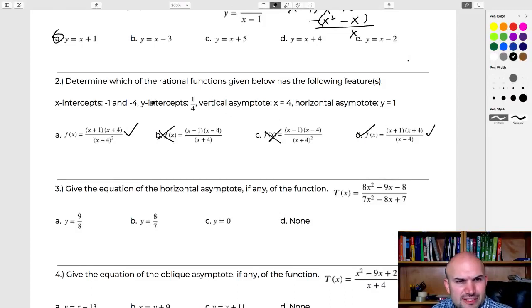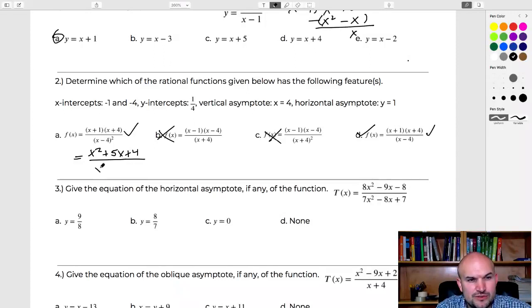So let's see, y-intercept is 1/4. Now that means that would need to be expanded to 4/1. The y-intercept is 1/4. So let's go ahead and expand this out. If I was to expand that out, that'd be x squared plus 5x plus 4. This would be expanded to x squared minus 8x plus 16. Okay, and if you expand this out, you would have the 4/4, which would equal 1.